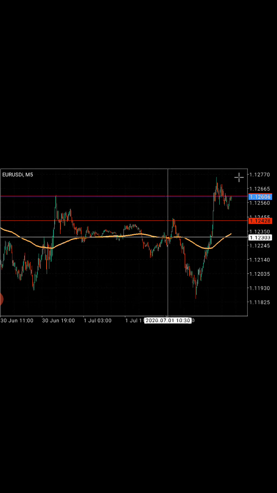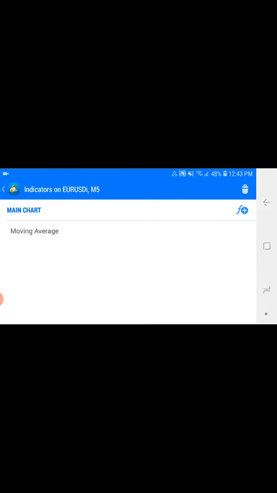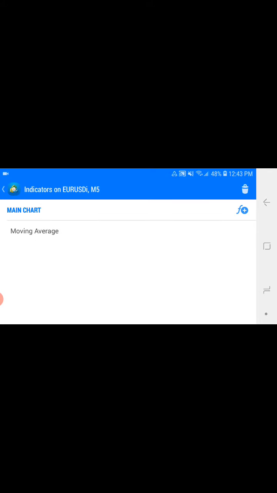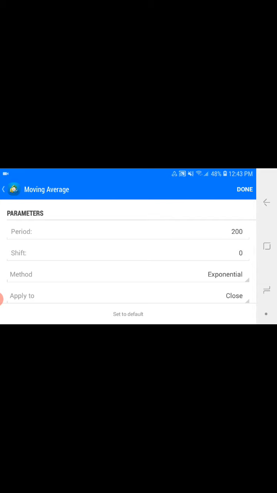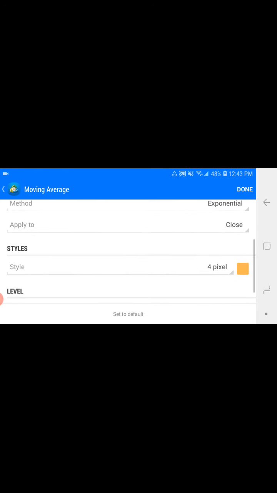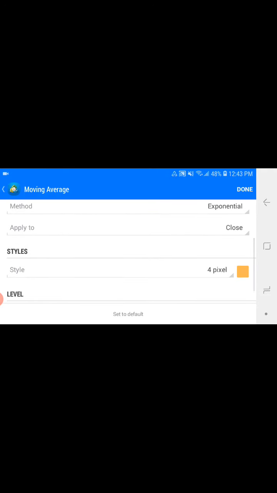So let's jump right into it. How you set that up is you hit the little blue F, and it takes you over here. You hit the little blue F again, and it comes down here to moving average. Once you hit moving average, these are the settings. You want the period to be 200, your shift to be 0, your method to be exponential, and you want to apply it to the close. You also want the pixels to be 4 and the color to be yellow.